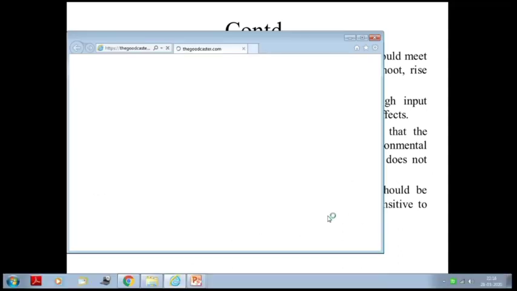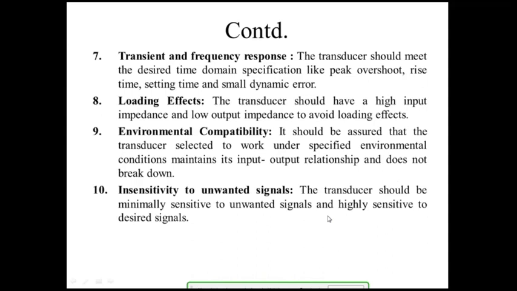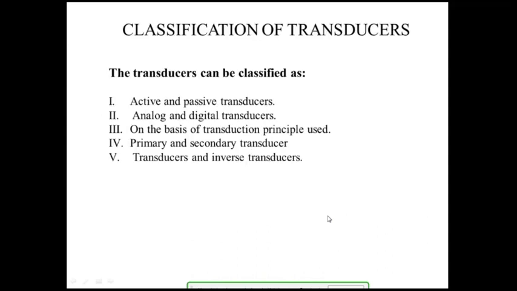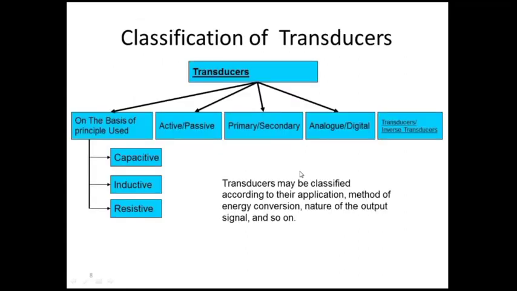Okay. Next, the classification of transducers. Transducers can be classified as active and passive transducers, analog and digital transducers, on the basis of the transduction principle used, primary and secondary transducers, and the last one is transducer and inverse transducer. Let us see the structure of the classification of transducers. As already discussed, the transducer is divided into four different blocks. One is on the basis of the principle used, which is divided into capacitive, resistive and inductive; then active and passive; primary and secondary transducers; and analog and digital transducers. Transducers may be classified according to their application and method of energy conversion.